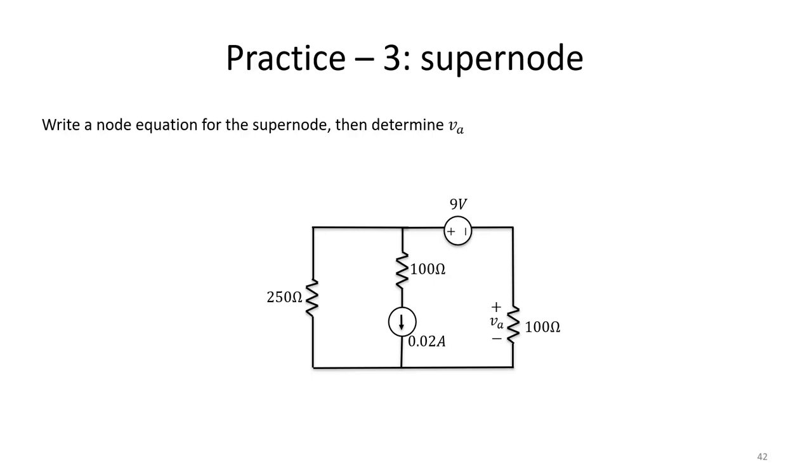In this example, we are asked to write a node equation for the supernode, then determine VA. You'll remember we covered our supernodes in Lecture 4, and also a little bit in Lecture 5. So you'll remember that a supernode is a voltage source between two nodes. Supernodes are a special case of node analysis.